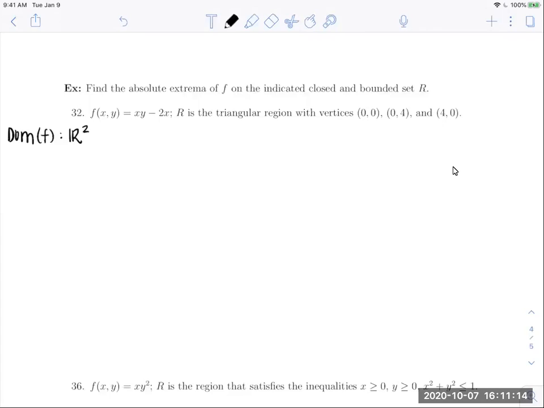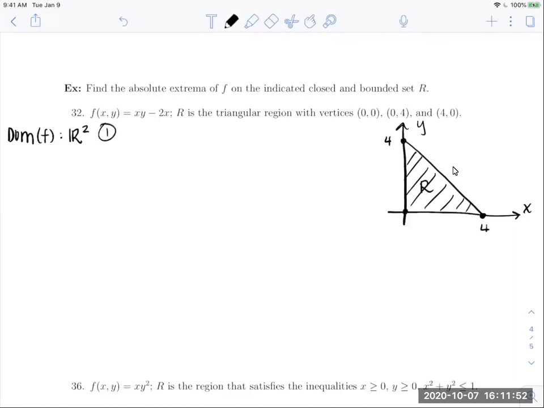So what this looks like is the following. We have the XY coordinate axes, and I'm just going to draw the first quadrant. And then we have the triangle. All right, (0, 0), (0, 4), and (4, 0). So this is our region R. And I'm just going to shade it in because that's the region we care about. So just keep that picture in mind as we're working this example out. And now let's move on to step 1.